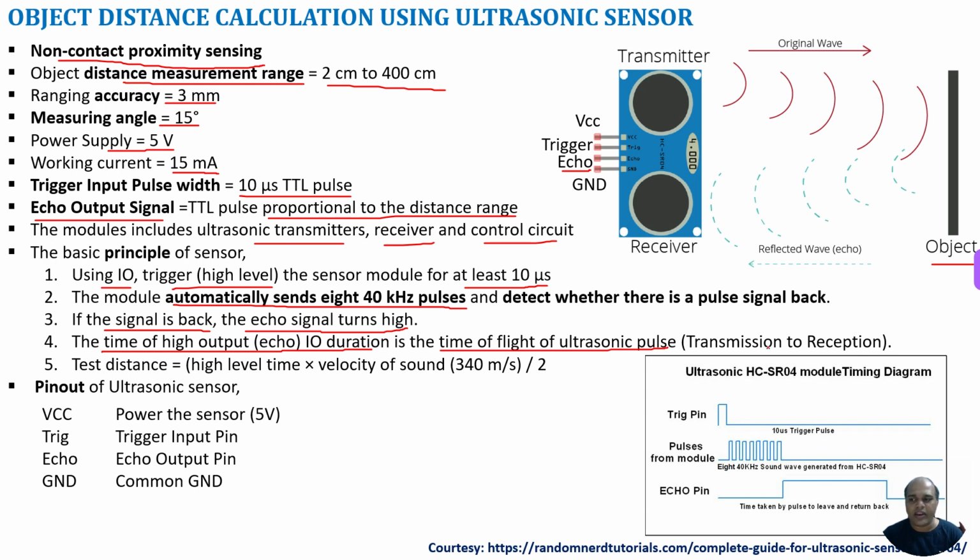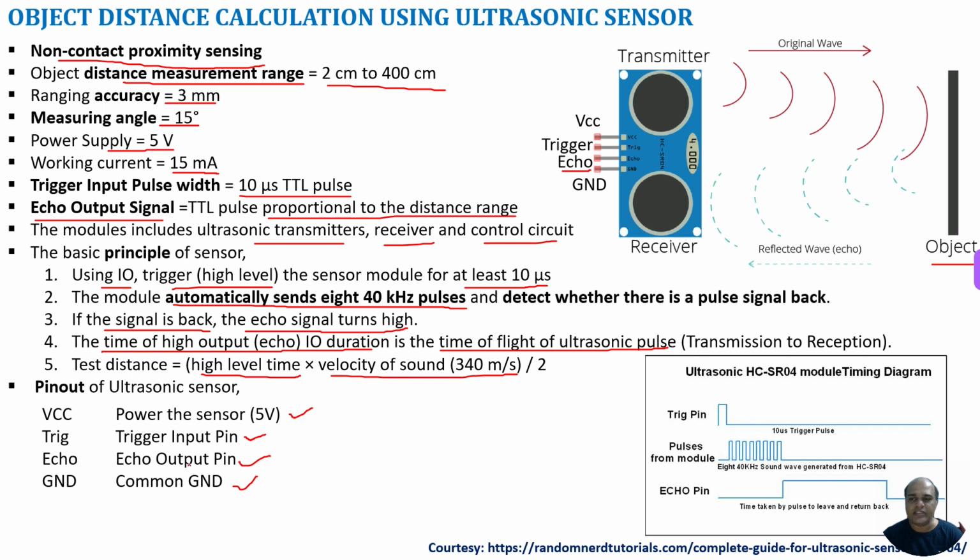In order to calculate the object distance, we take the echo signal high level time, multiplied by the velocity of sound. We already know it is 340 meters per second, and since it is a round trip time, we have to divide it by 2 to get the object distance. As for the pinout of the ultrasonic sensor, it requires a 5 volt supply and a ground line. Trigger is an input line which comes from your microcontroller, a 10 microsecond pulse, and echo is an output line. So this will get connected to your microcontroller.